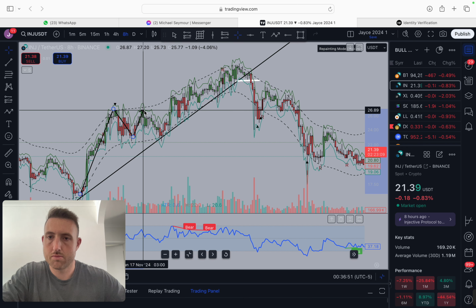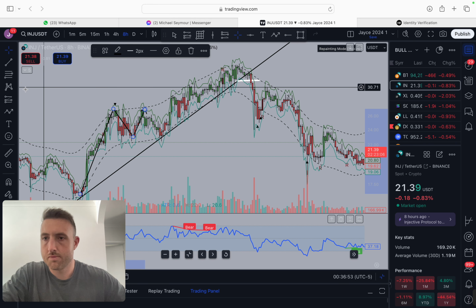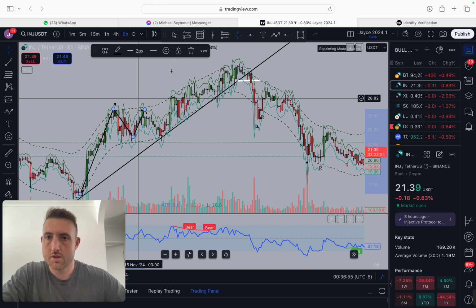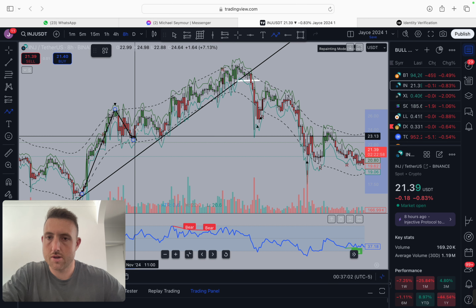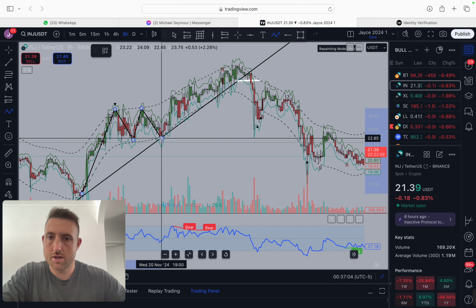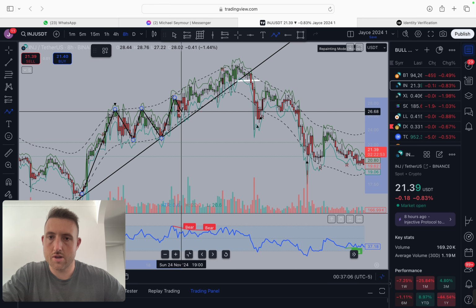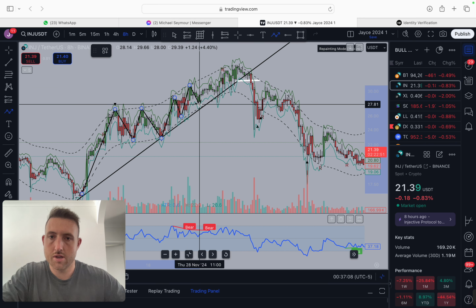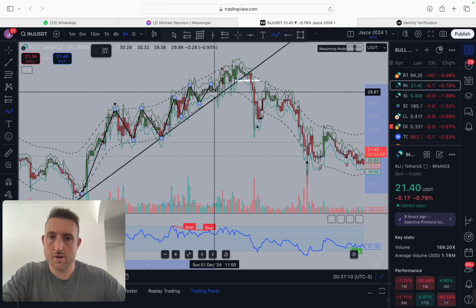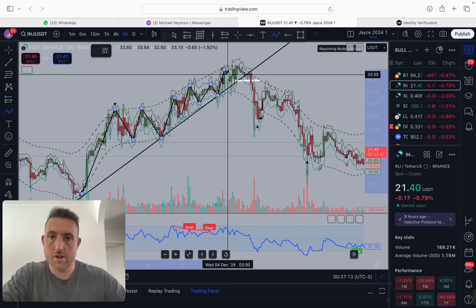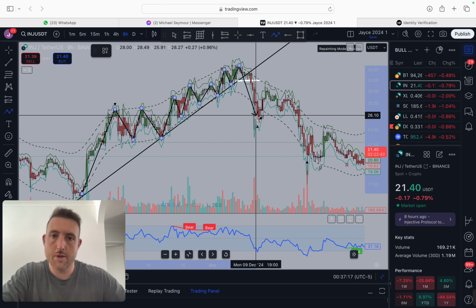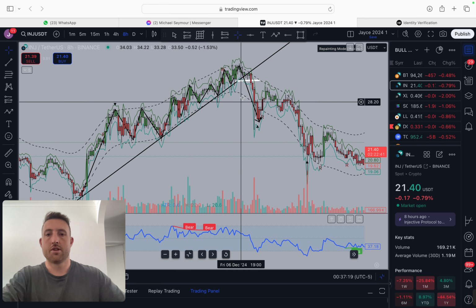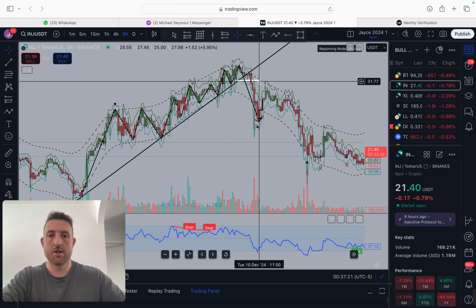Sorry about that. Do that again. So we were higher high, higher low, higher high, higher low, higher high, higher low, higher high, higher low, higher high, higher low, higher high, and then we've got a lower low right here. So it broke structure right there.